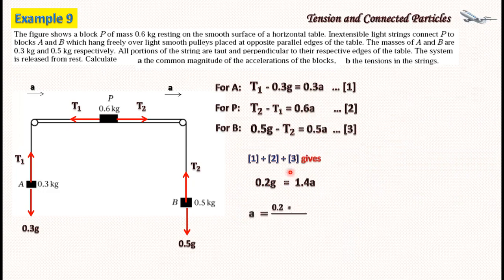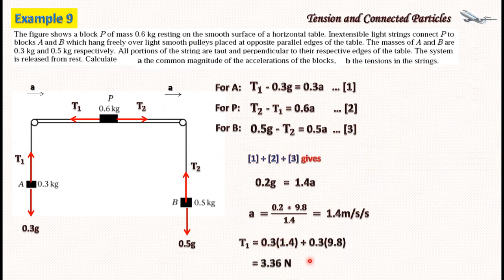Our A is equal to 0.2 times 9.8 over 1.4. In this question, we took G as 9.8. So the acceleration is 1.4 meters per second squared. Now for the tension in the strings, this question is already finished, because after doing all of this, you cannot make a mistake in finding all these other parameters. So we substitute this in equation 1, and we have T1 equal to 3.36 newtons.